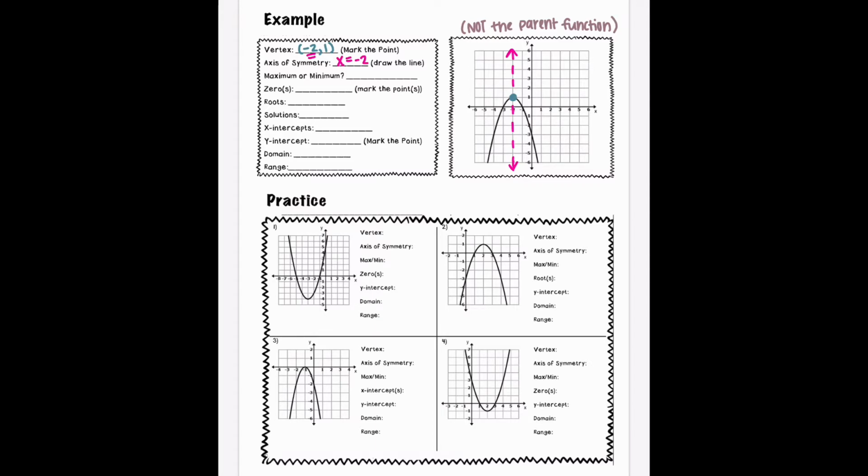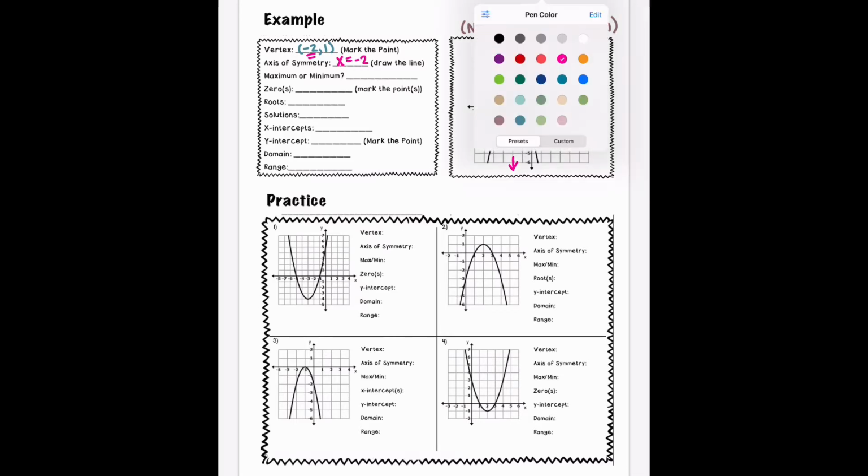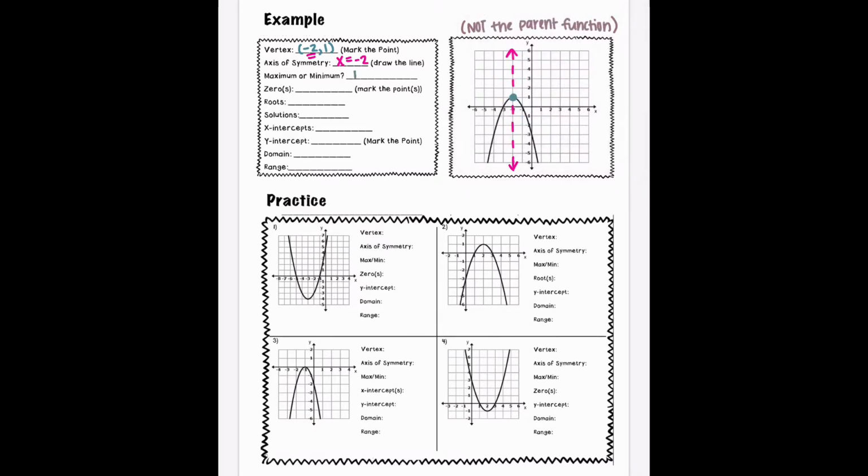Is there a maximum or a minimum? Well, it depends on where your vertex is. Your vertex, if it's a mountaintop, that is called a maximum. So the highest part of the graph that it gets to is +1. This graph doesn't get any higher than that.